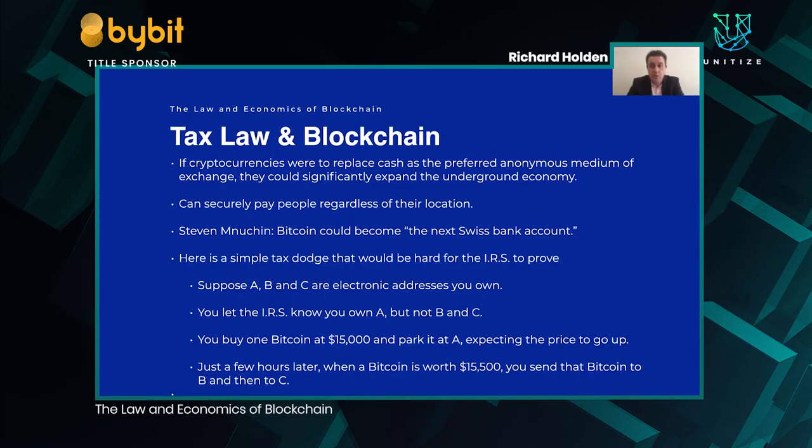But here's a slightly more sophisticated tax dodge, which it would be very hard for the IRS to prove. So suppose A, B, and C are hypothetical electronic addresses that you own, and you let the IRS know that you own A, but not that you own B and C. Okay, and you buy one, say Bitcoin, or pick your favorite cryptocurrency, at $15,000, and you park it in vehicle A or address A, expecting the price to go up.